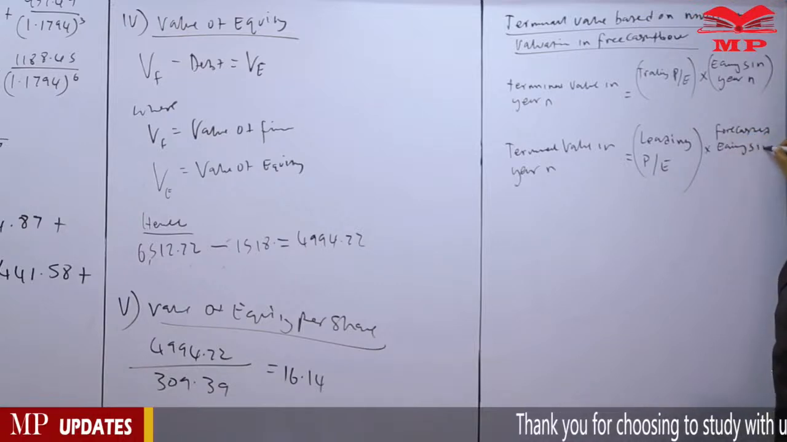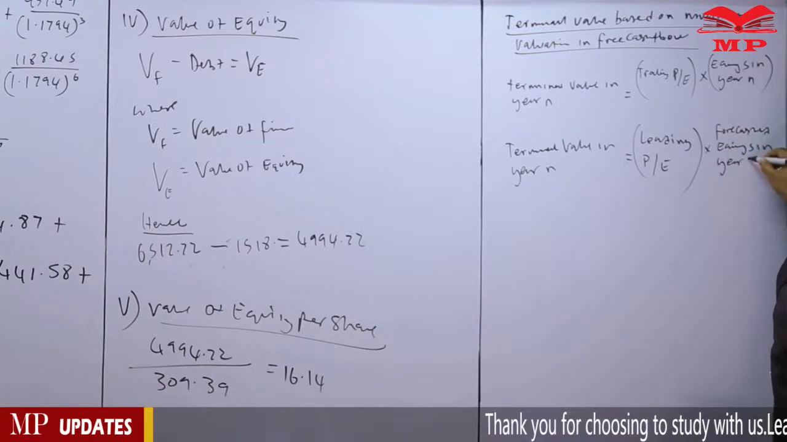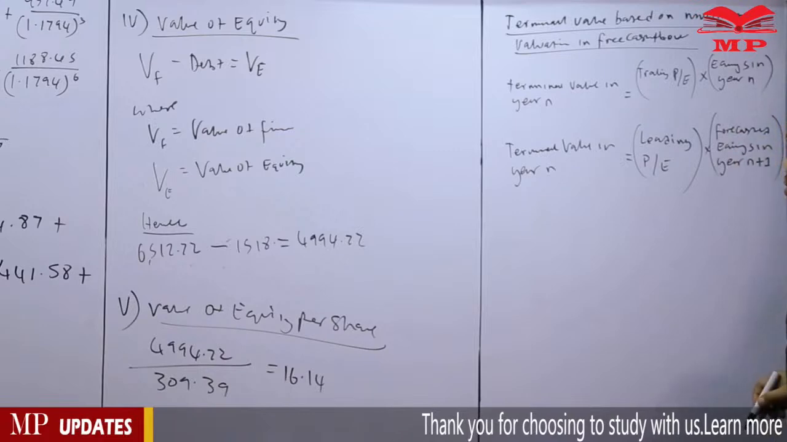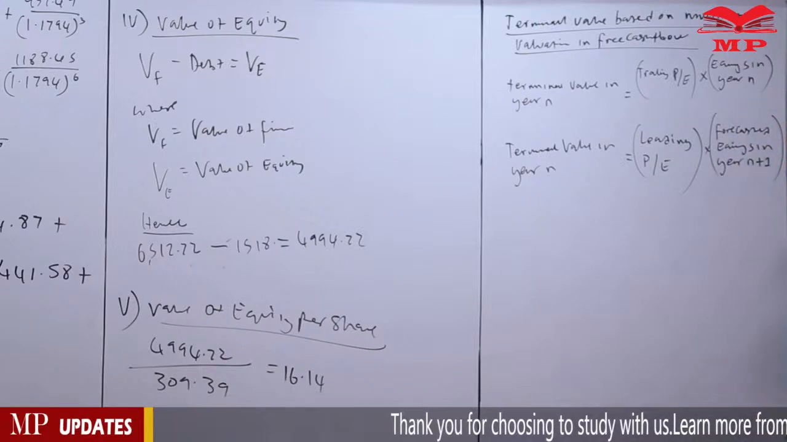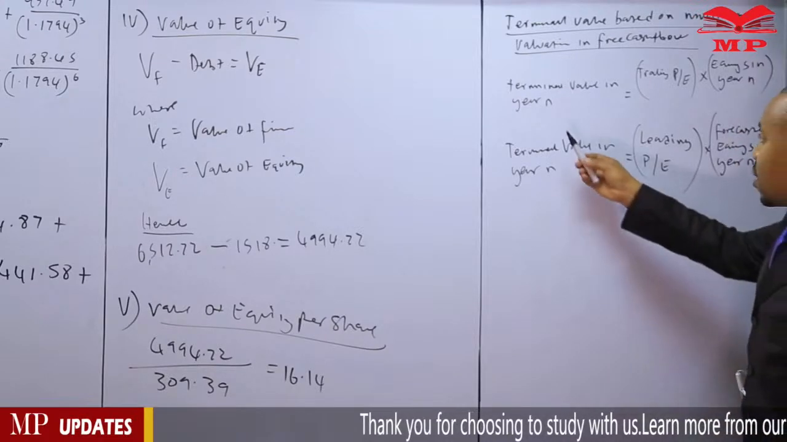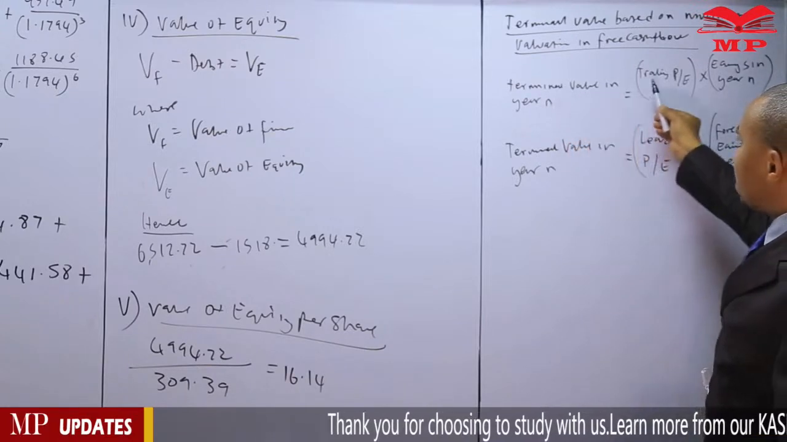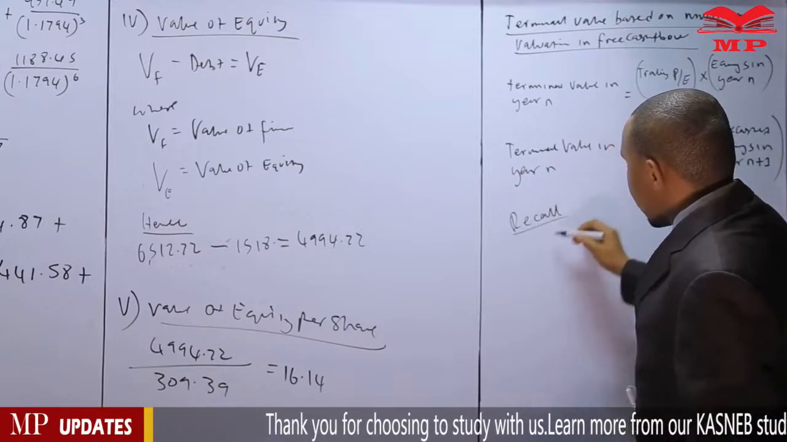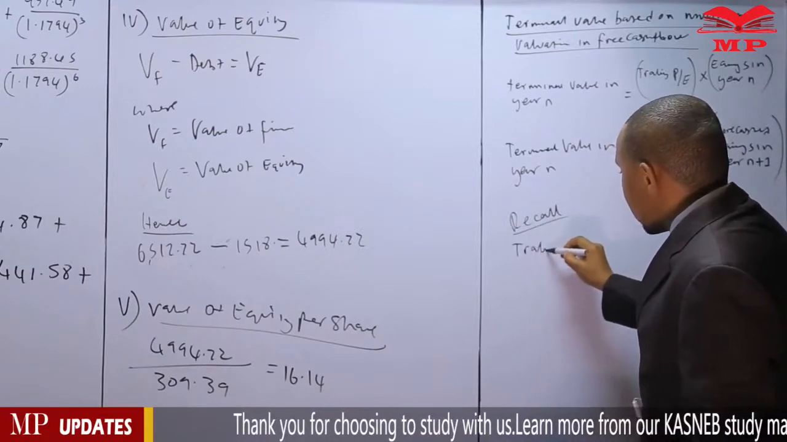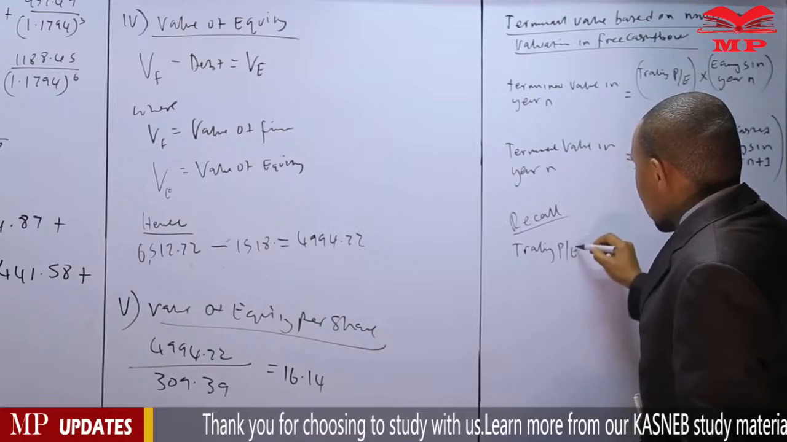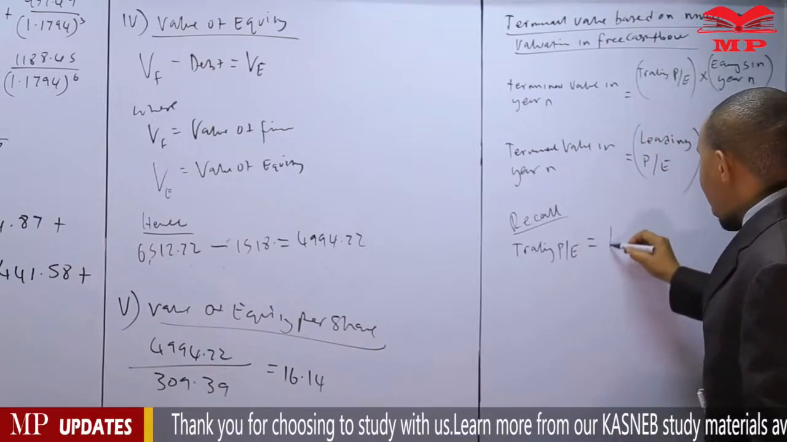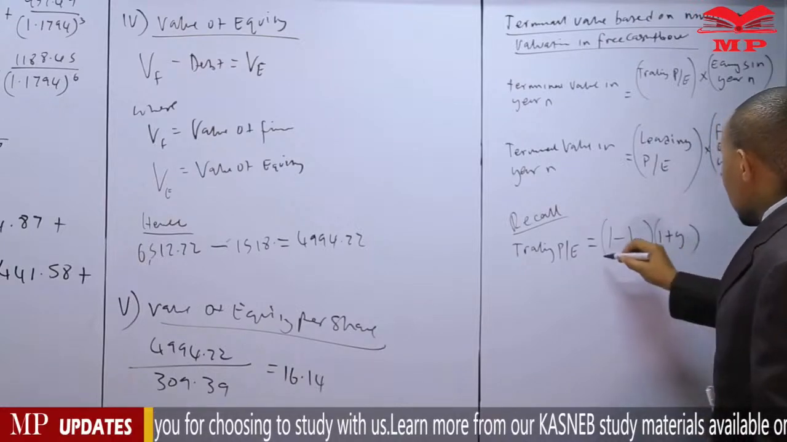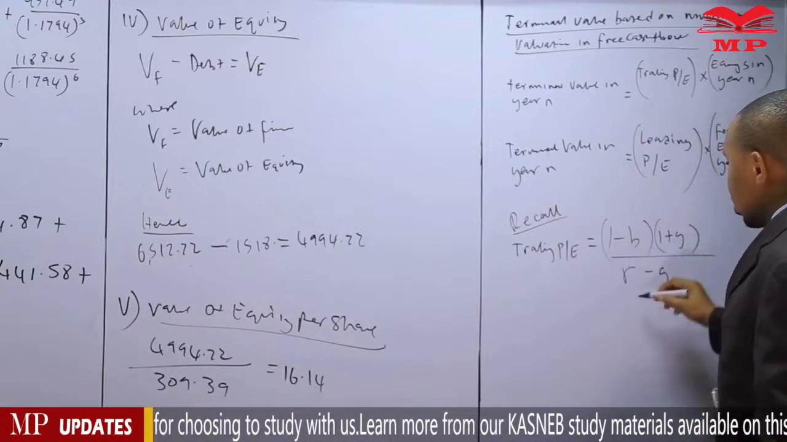Earnings in year N plus 1. There. That's how you get the terminal value in both cases. So in the first case, we're saying the terminal value, which is in year N, is based on the trailing PE. Recall that the trailing P/E is given as 1 minus B, 1 plus G over R minus G.